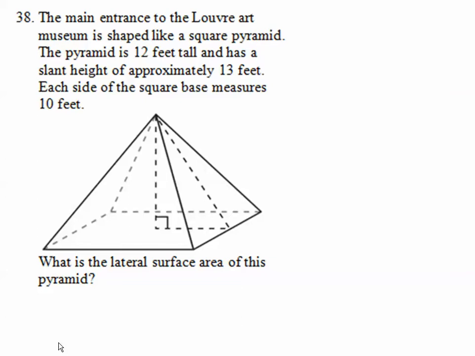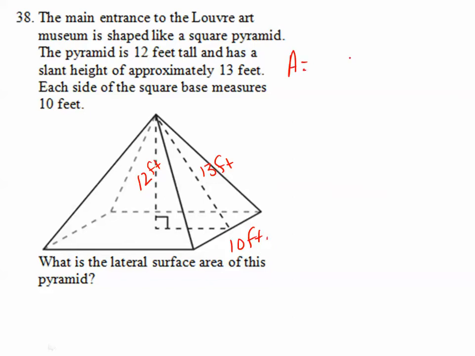The main entrance to the Louvre Art Museum is shaped like a square pyramid. The pyramid is 12 feet tall, so my height is 12 feet. Has a slant height of approximately 13 feet. Each side of the square base measures 10 feet. What is the lateral surface area?